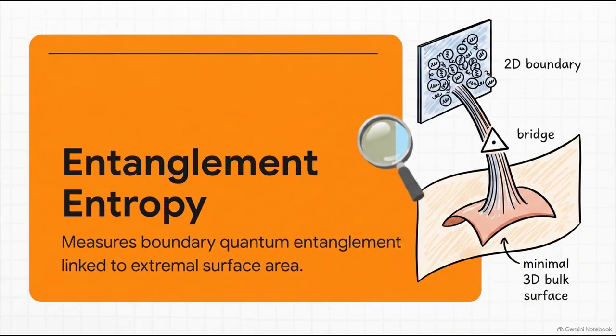Which brings us to entanglement entropy. By using the Ryu-Takayanagi, or RT formula, we can measure the quantum entanglement happening in that 2D boundary theory. And here's the wild part. It corresponds perfectly to the physical area of a minimal extremal surface deep inside that 3D bulk geometry. So it literally forms a direct bridge connecting the quantum information on the outside with physical geometric shapes on the inside. How cool is that?